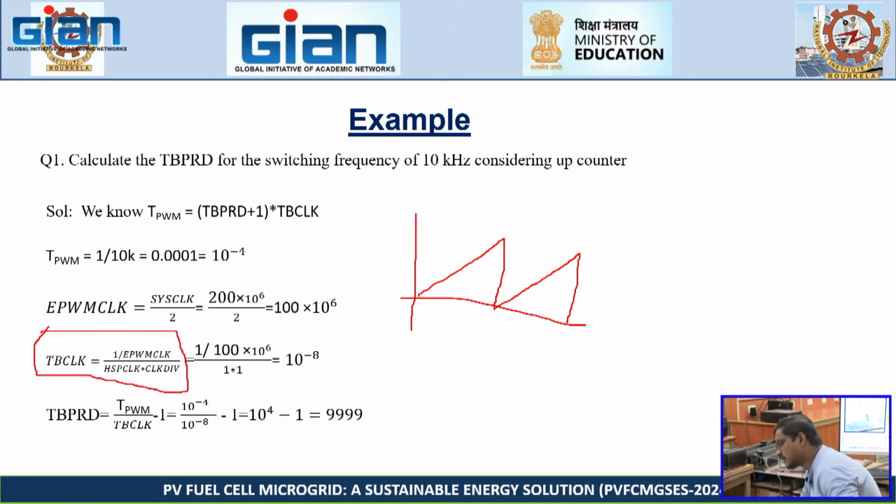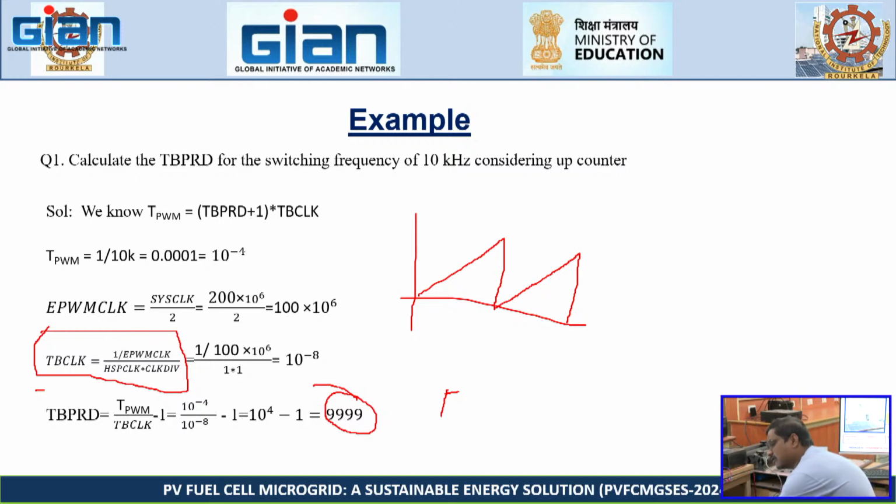From that, TB clock equals 1 by EPWM clock divided by HSPCLK division and clock division, and these HSPCLK and clock divisions are pre-scalers. So I am defining it as 1 1 now. For timing I am taking it 1 1 and calculating the TB clock, so it will be 10 power minus 8. Now from that I can get TBPRD equal to TPWM by TB clock minus 1 equal to 999. So my TBPRD is four nines.